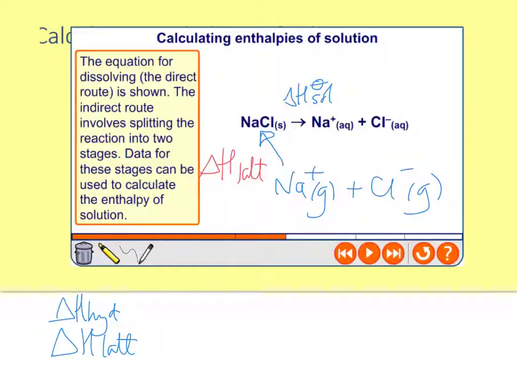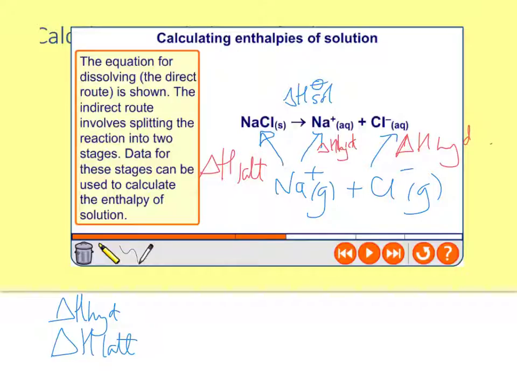Now, this one here is another new definition that we've just learnt. We did an example for it earlier on. This is delta H hydration. Sorry, bad writing there. Delta H hydration for Na+, and delta H hydration for Cl minus.